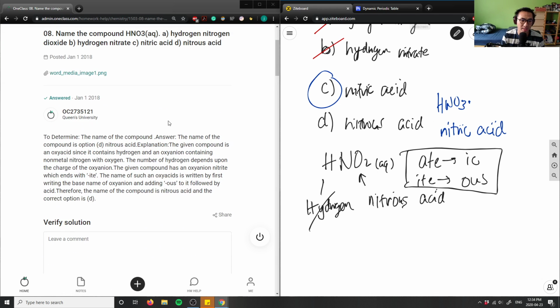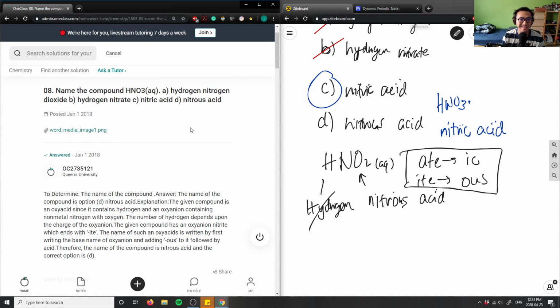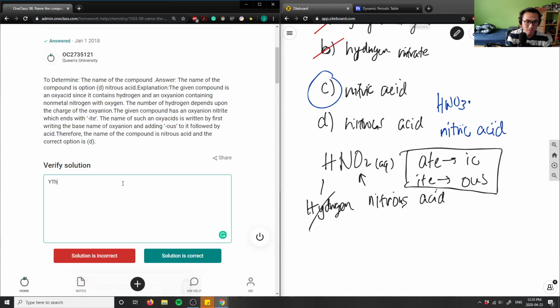It's nitric acid. The given solution says the name of the compound is option D, nitrous acid, so this solution is wrong. It says the given compound contains a hydrogen and an oxy anion containing the non-metal nitrogen and oxygen, which is nitrate. That's good. But then it says the compound has a nitrite. So they thought HNO3 is nitrite, when in reality it's nitrate. Therefore, they wrote nitrous acid. So this solution is incorrect.